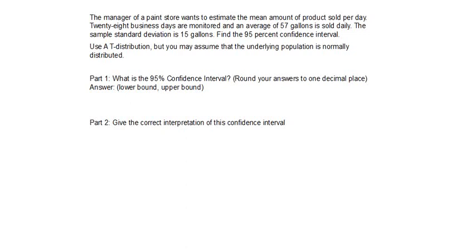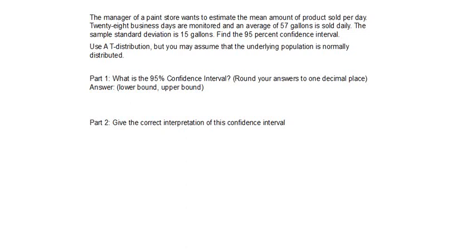In this example, the manager of a paint store wants to estimate the mean amount of product sold per day. 28 business days are monitored to find an average of 57 gallons sold daily. The sample standard deviation is 15 gallons. We want to find a 95% confidence interval.